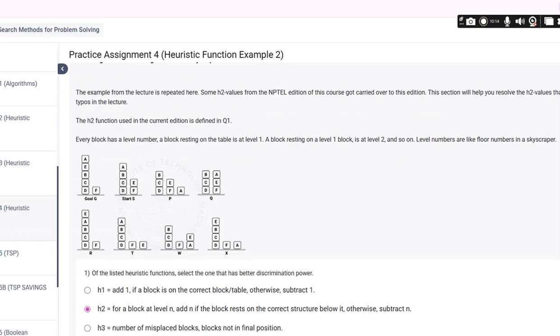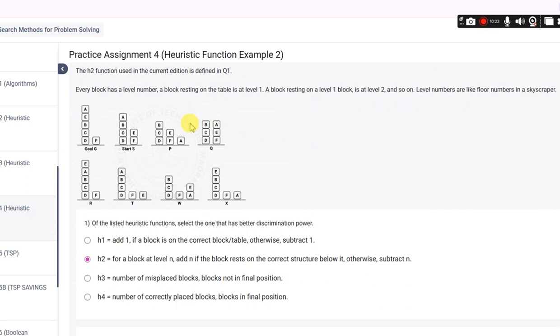This example from the lecture is repeated, as some H2 values differ from the implementation in this course. The H2 function used in the current edition is a different equation. Every block has a level number. A block resting on the table is at level 1. A block resting on a level 1 block is at level 2, and so on. Level numbers are like floor numbers in a skyscraper.